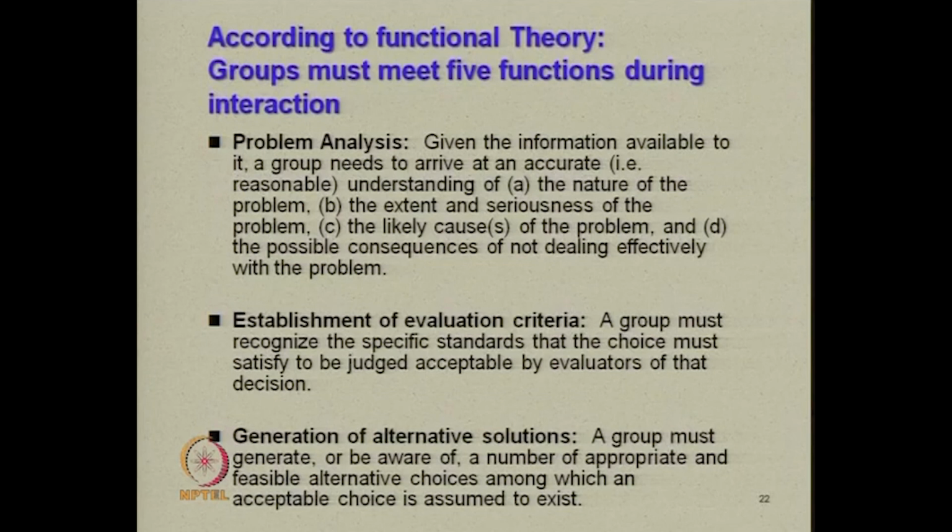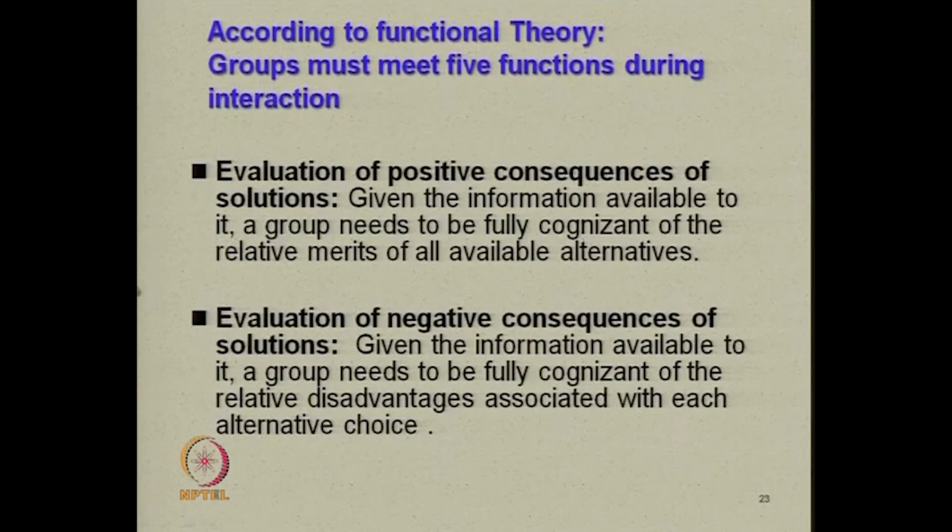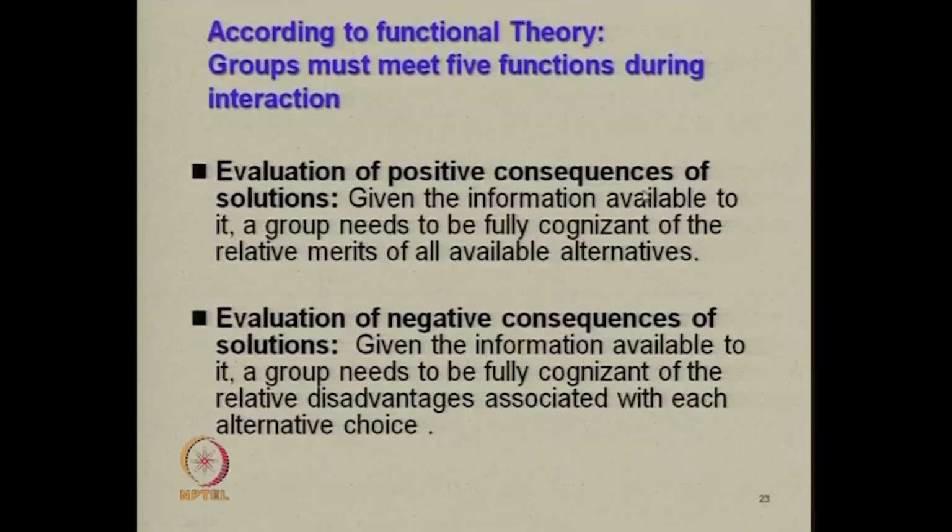The establishment of evaluation criteria leads on to the generation of alternative solutions. We have covered that and I am not going to repeat it. But again, it is a part of that process. According to the functional theory, the next sequence is evaluation of positive consequences of a solution. What would happen if you took that decision? And what would happen if you didn't take that decision? So, there is the evaluation of the positive consequences of the solution and evaluation of the negative consequences of the solution.